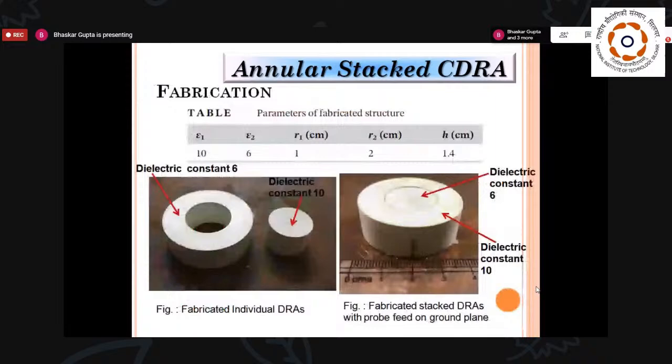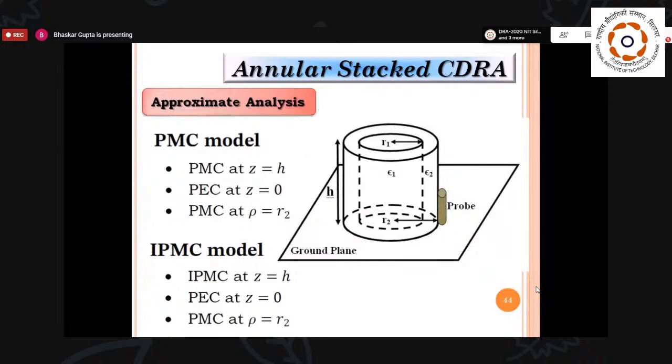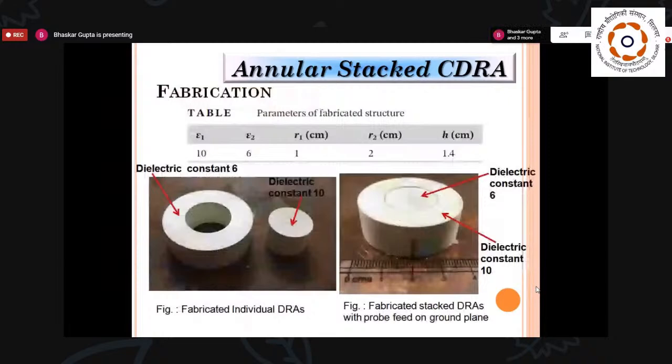That means at Z equal to H also, a PMC has to be assumed. Why did this happen? For a very simple reason. Because of the air gap between the two, that caused the magnetic field loop like this. So on the top we got a PMC, perfect magnetic conductor. In fact, whether we want it or not, some small gap would always remain. Sometimes we created it deliberately, sometimes it's remaining there, irrespective of our wish. And that is causing this.